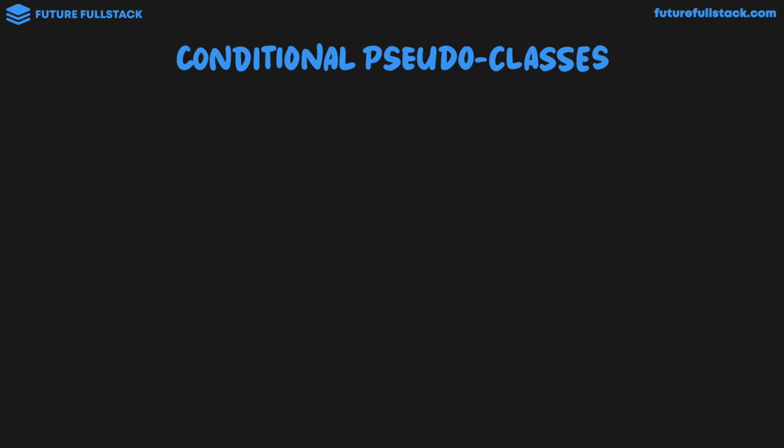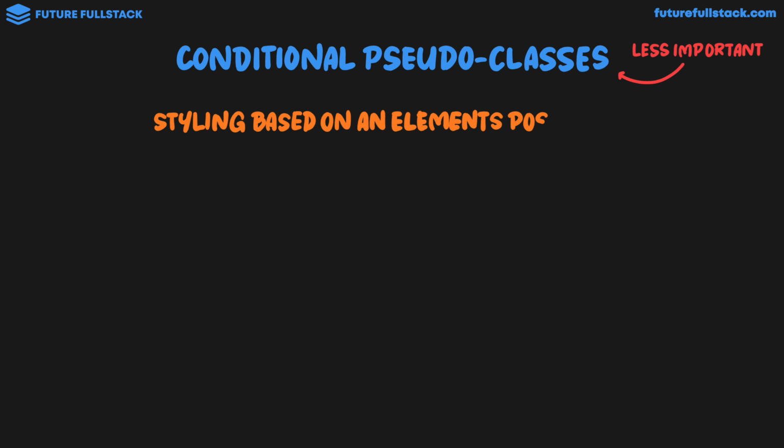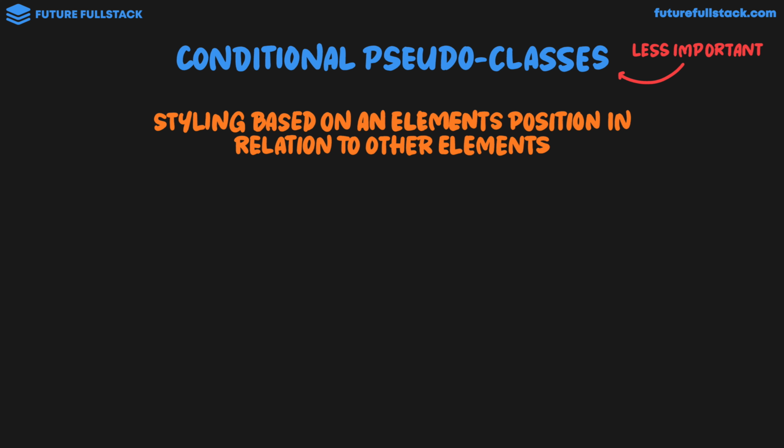Let's have a quick look at conditional pseudo classes. Conditional pseudo classes are generally less important. I'm not really going to be using them at all in the bootcamp, but I just want to show you that they exist and how they work. Conditional pseudo classes are styling based on an element's position in relation to other elements.